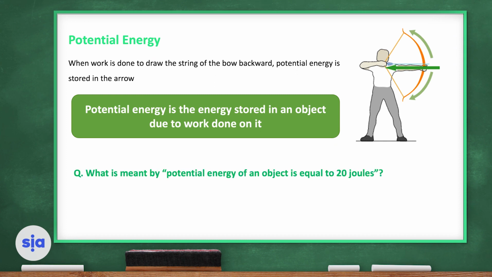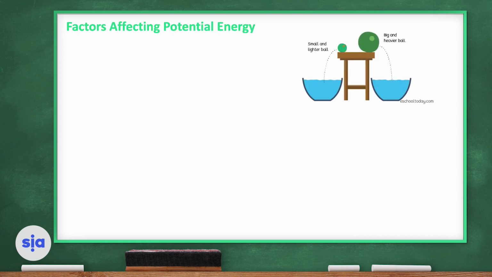So, what is meant by potential energy of an object is equal to 20 joules? This means that stored energy in this object as a result of work done on it is equal to 20 joules. What are the factors affecting potential energy?